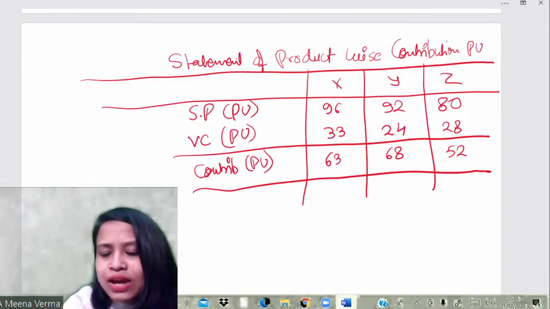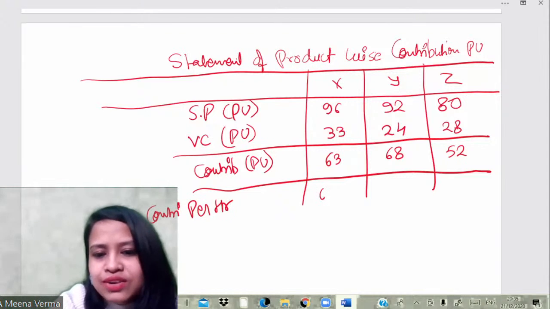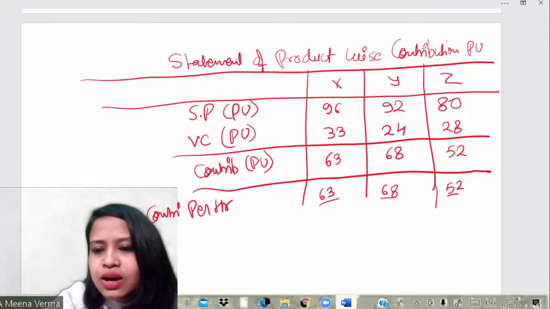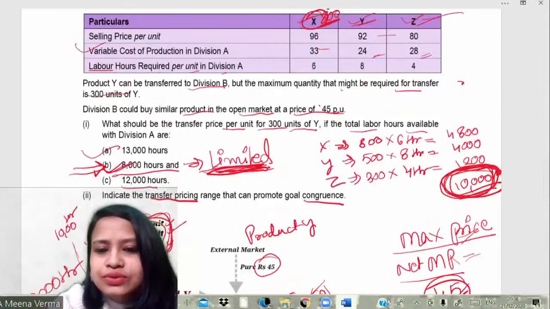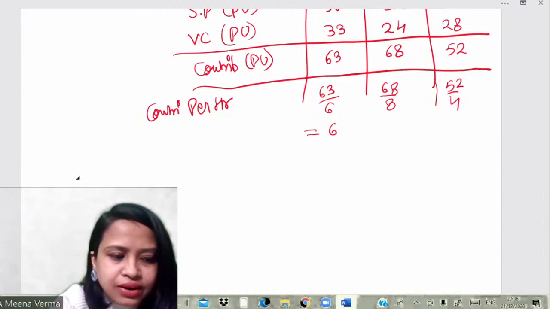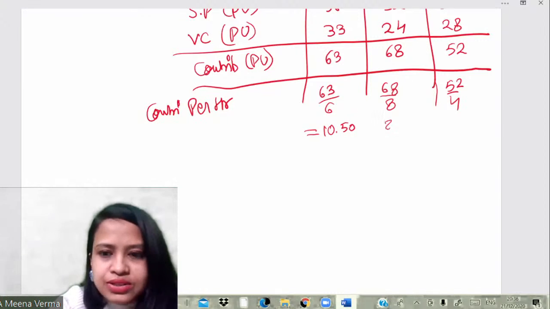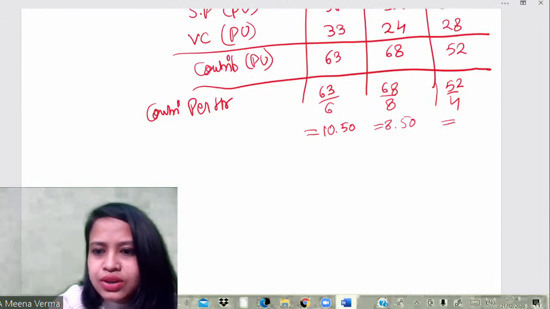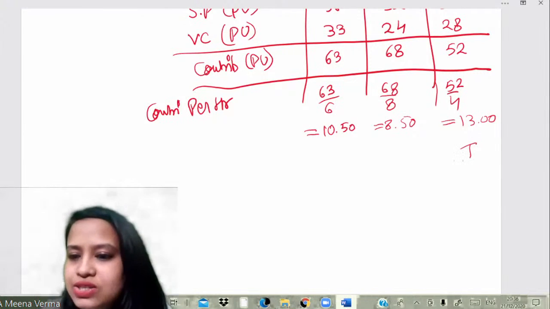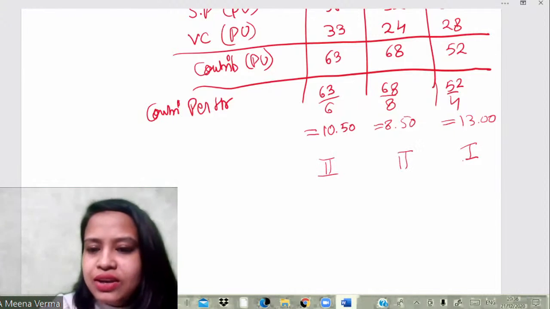Now you want to calculate the contribution per hour. What will you do? You will divide the contribution by the hours required to produce 1 unit. So the hours are here 6, 8 and 4. The contribution per hour here is 10.50, here it is 8.50, and here it is 13.00. These are the contribution per hour you have. So you can see that you have the highest contribution per hour here. For this we will give first rank, for this the second rank, and for this the third rank.